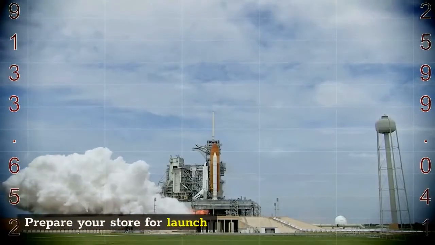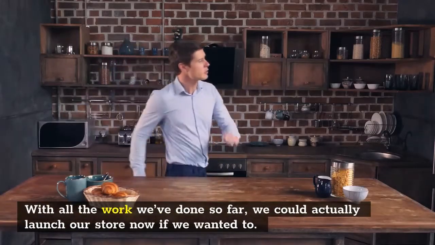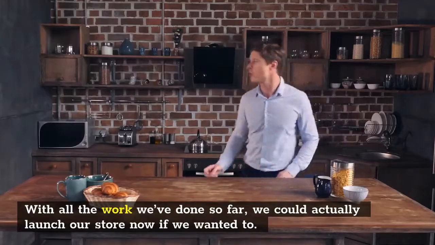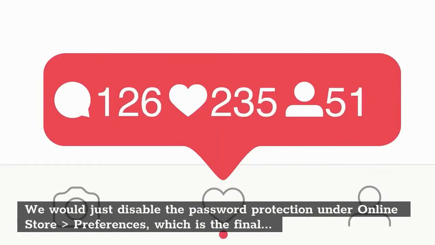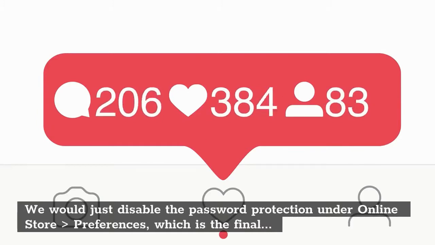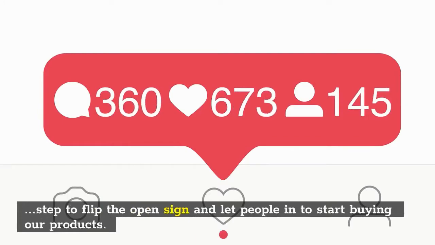7. Prepare your store for launch. With all the work we've done so far, we could actually launch our store now if we wanted to. We would just disable the password protection under Online Store > Preferences, which is the final step to flip the open sign and let people in to start buying our products.